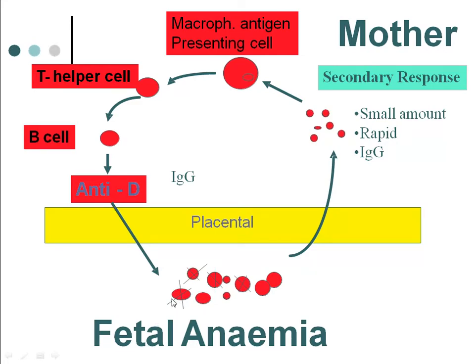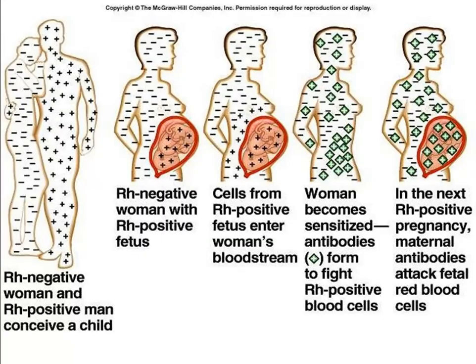And as you can see, in the fetal circulation, they are destroying the RBCs. So because of this destruction of the RBCs, the fetus will have anemia. And because of anemia, hypoxia. Because of hypoxia, there is stress on the heart, and the fetus may go into heart failure. So this, in summary, is what's happening.